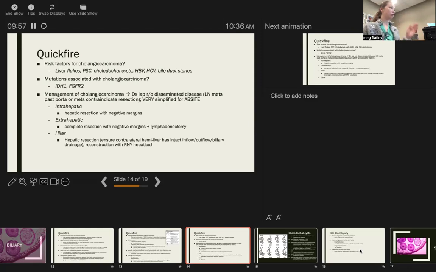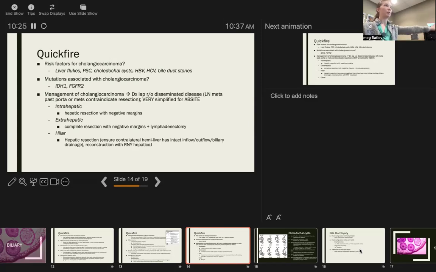If it is extrahepatic, you're going to do a complete resection of that lesion of concern with negative margins and a lymphadenectomy. If you have a hilar cholangiocarcinoma, so it kind of is in the middle of both of those things, you're going to do a hepatic resection. You're going to resect any involved extrahepatic bile ducts, and you're going to reconstruct with a Roux-en-Y hepaticojejunostomy.